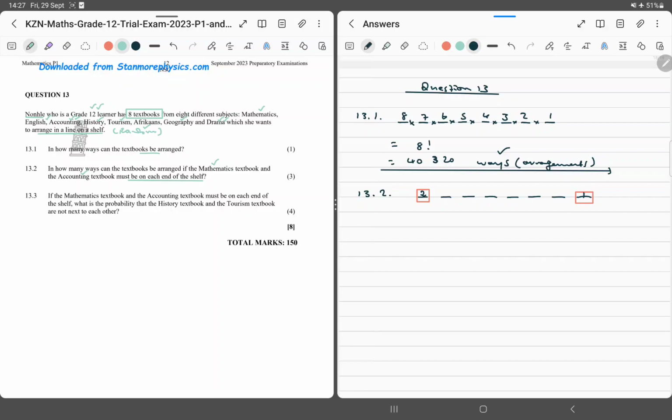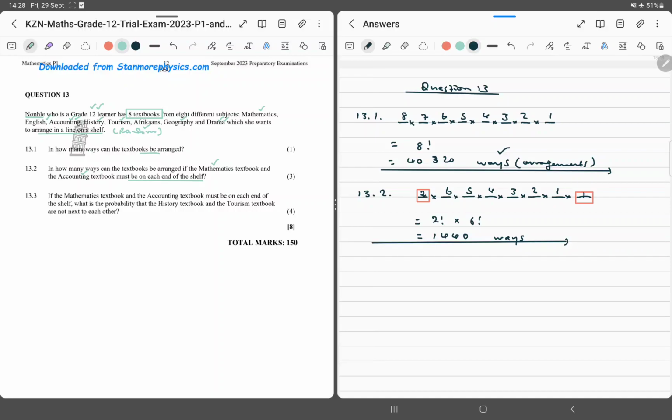Now these other books can be placed in between these ones. So these other books, we've now taken 2 out of 8. This is 6, 5, 4, 3, 2, 1, because they themselves can be placed in any order. So we multiply those there. So what do we get in here? We essentially get 2 factorial multiplied by 6 factorial. Let's sort this one out. 2 factorial times 6 factorial is 1440 ways, or you can say arrangements.